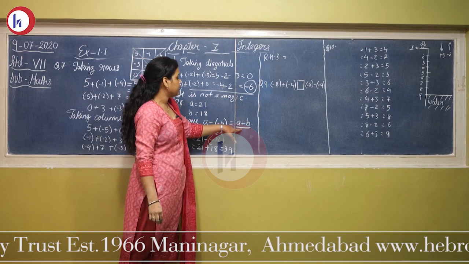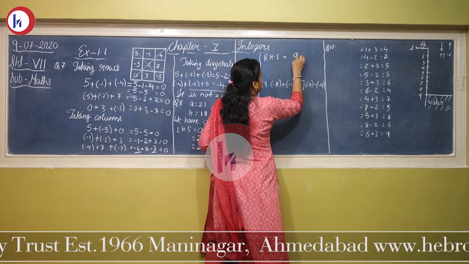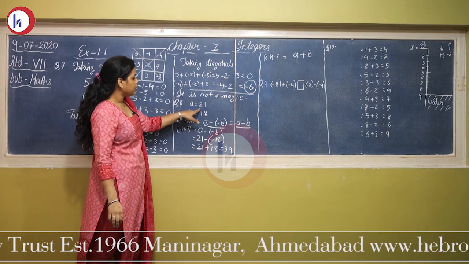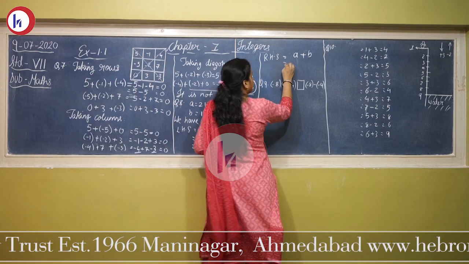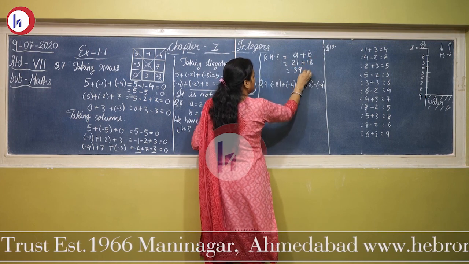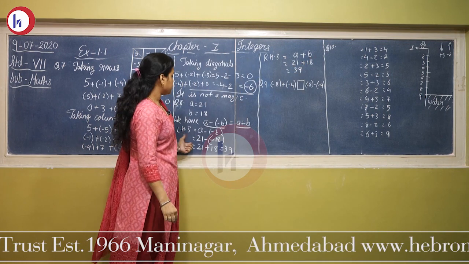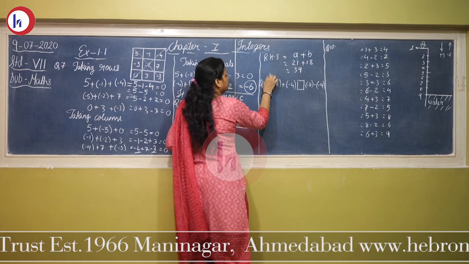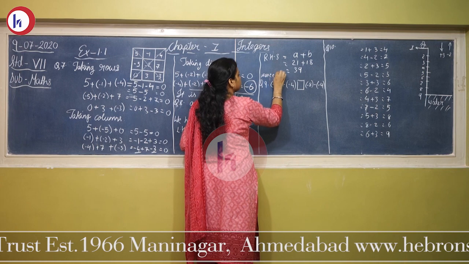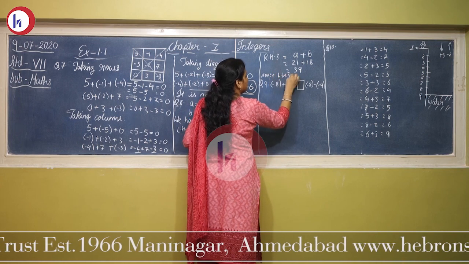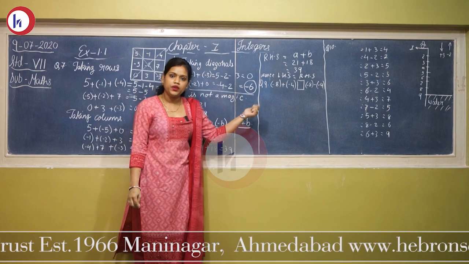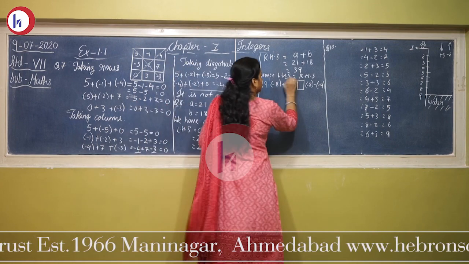Now let's check the right hand side. Right hand side is given as A plus B, simple A plus B. So our A is 21 and B is 18. Directly we will put the values. What did you get? 39. So you can see our LHS is equal to RHS. Hence, LHS is equal to RHS. So this was given to verify. So we verified that they both are equal.